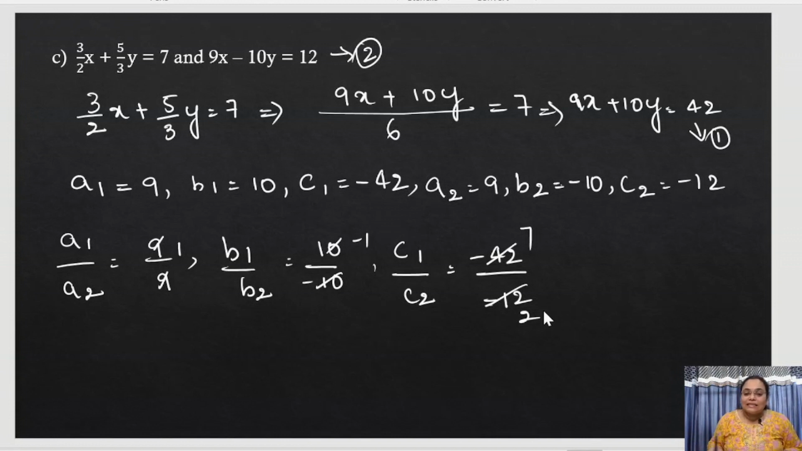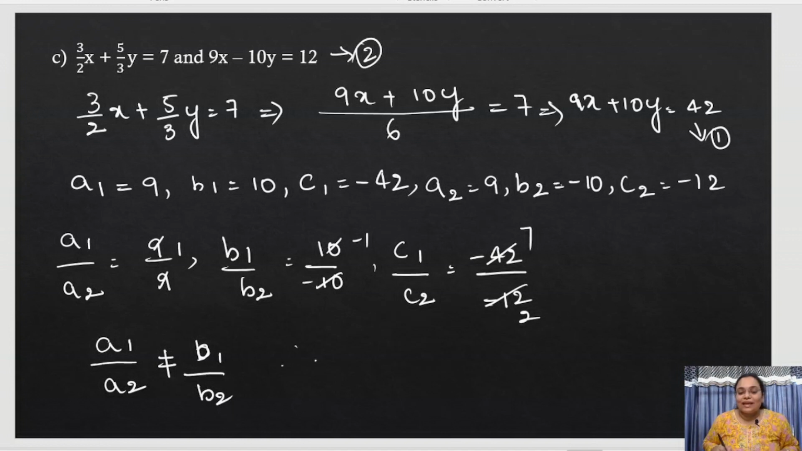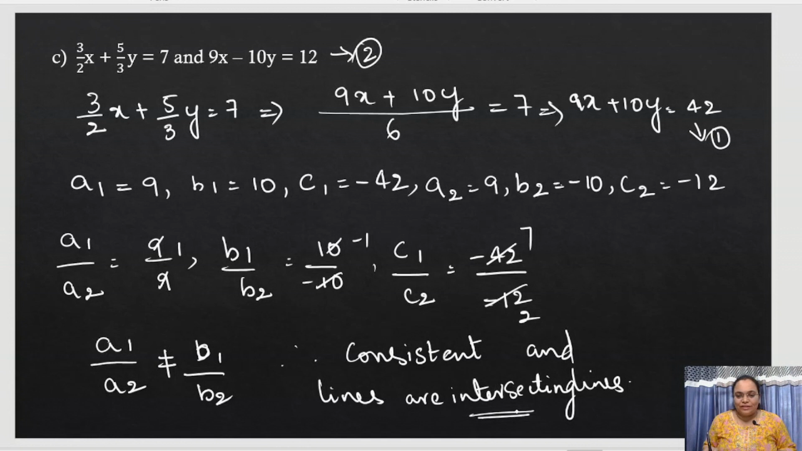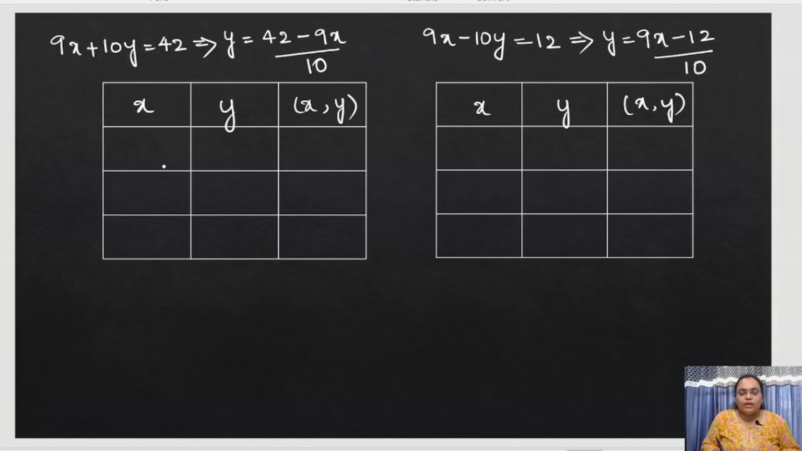So, by seeing the ratios, we can say that A1 by A2 is not equals to B1 by B2. So, we can say that they are consistent, and the lines are intersecting lines. So, let us draw the graph for the intersecting lines. So, let us take the points.